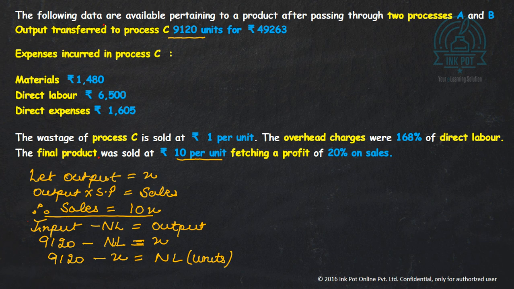Now we know that normal loss is sold for 1 rupee per unit. Therefore 1 into 9120 minus x is equal to the normal loss value. So the value of normal loss is equal to 9120 minus x ultimately. I hope you are clear with this.